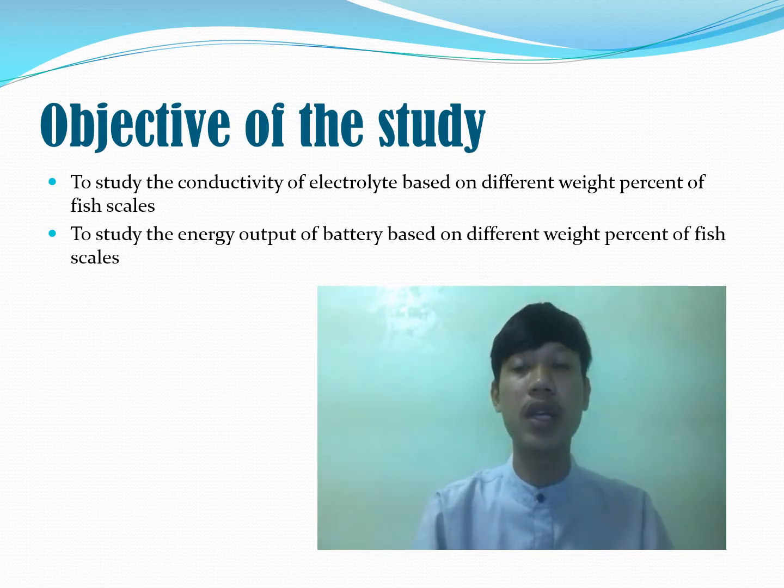There are two objectives of the study. The first one, to study the conductivity of electrolyte based on different weight percent of fish scales. And the second one, to study the energy output of battery based on different weight percent of fish scales.